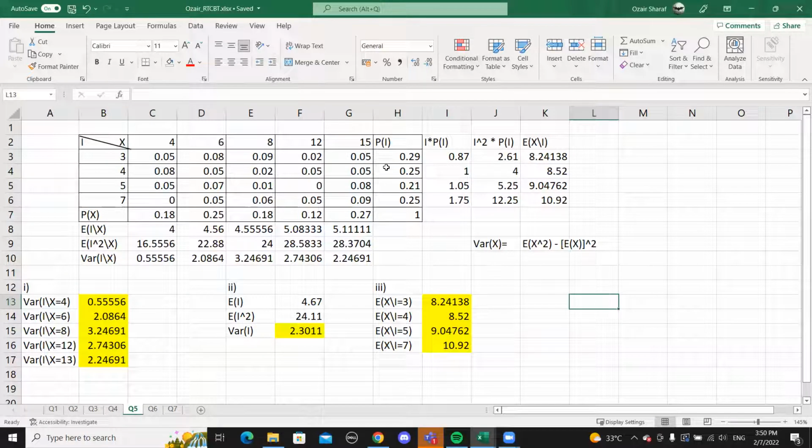So today I'm going to show you the solution to question 5. For the first part, we are requested to find the variance of class given x. As you know, the general formula for variance is this: variance of x equals the expectation of x squared minus the expected value of x, squared.